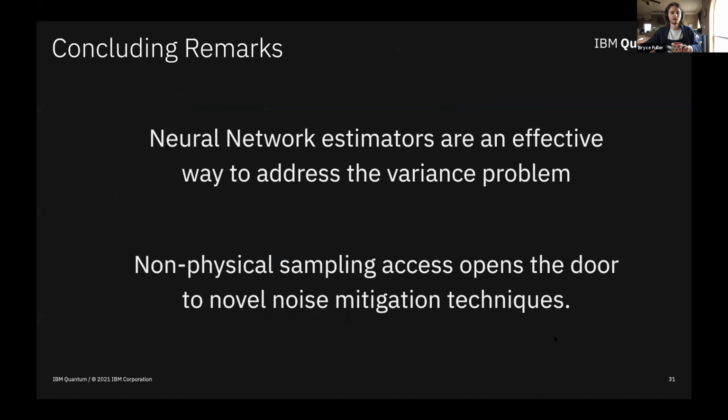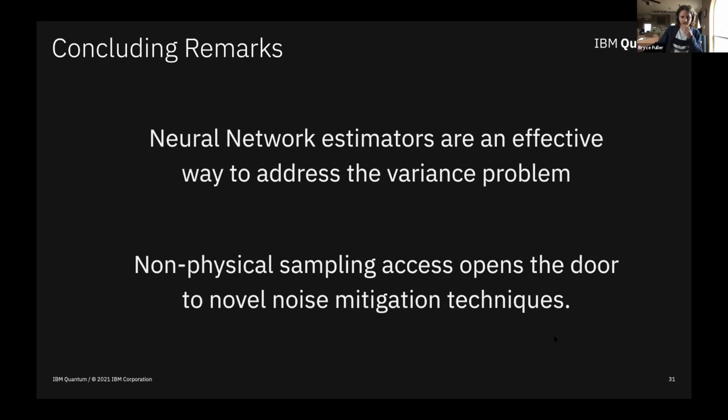So I would say the conclusions of this are, for one, the neural network estimators are an interesting tool, and people should consider using them as a way to address this variance problem. It's also very nice that everything happens in post-processing, right? I mean, it's very interesting to be able to do noise reduction on quantum measurements that I got from someone that happened several years ago.